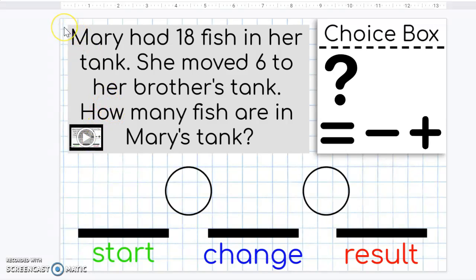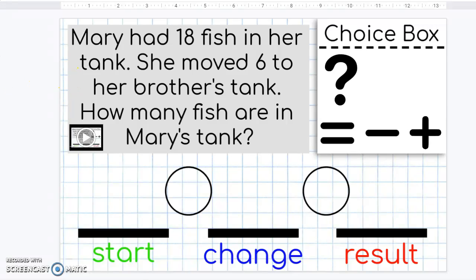So here in the Google Classroom, I have made a word problem, and at the top in the gray box is the word problem, and then I've set up kind of an equation for them to help figure it out. So the word problem says, Mary had 18 fish in her tank. She moved 6 to her brother's tank. How many fish are in Mary's tank?